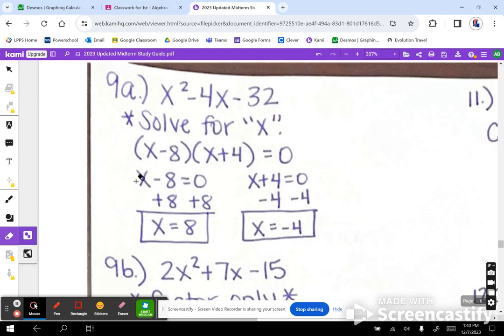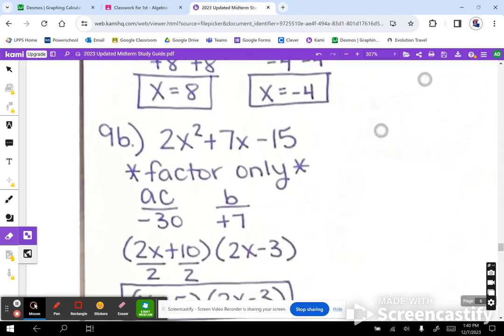Set each binomial equal to 0. So x minus 8 equals 0, add 8 to both sides, x equals 8. X plus 4 equals 0, subtract 4 from both sides, x equals negative 4. Okay, so all you have to do is make sure that you multiply to your C value, add to your B value, where A is 1.